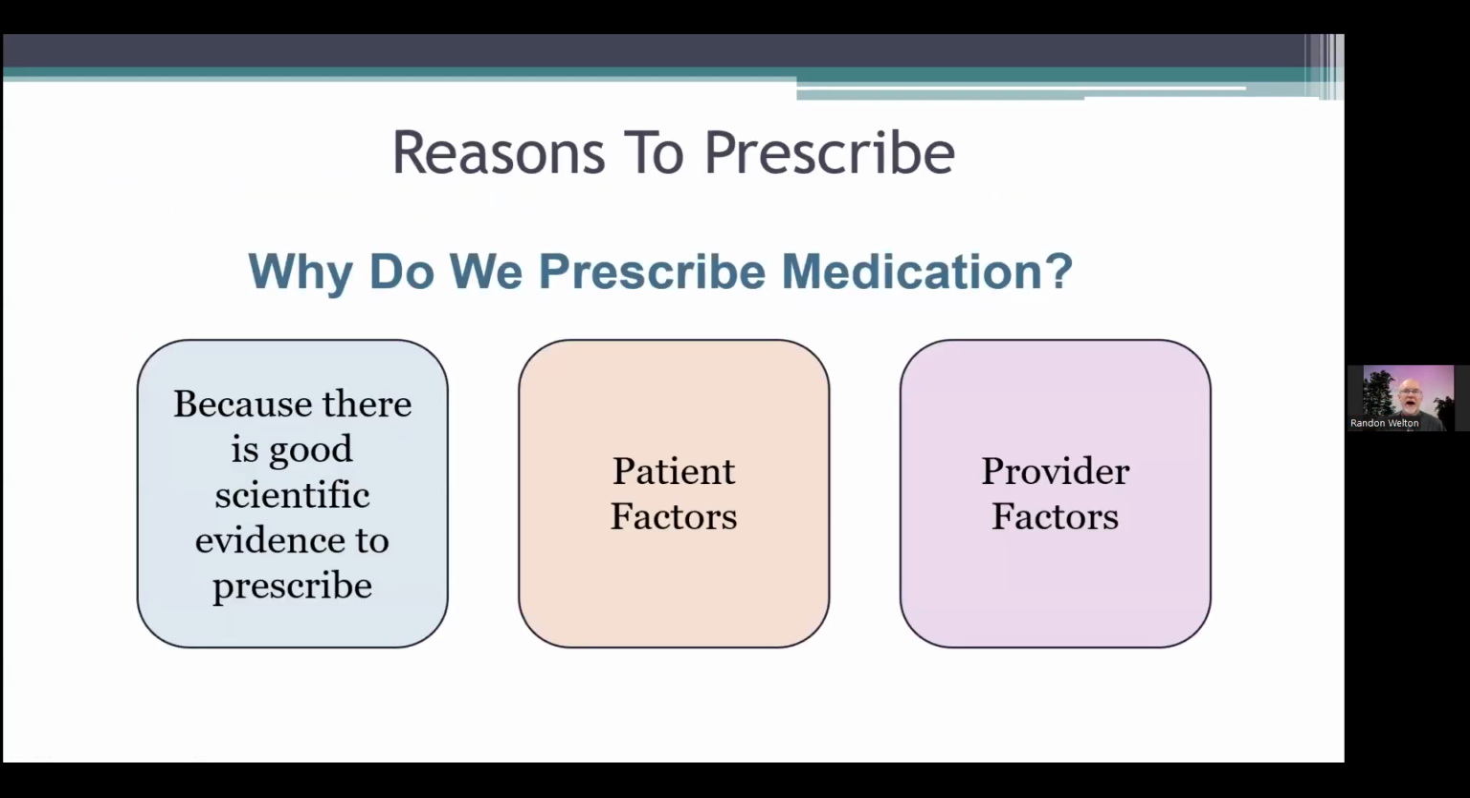But I came up, this is just mine, so nothing special about this. Why do we prescribe medications? I came up with 3 basic reasons. 1, because there is good scientific evidence to prescribe. 2, because there's not good scientific evidence to prescribe, but there's something about the patient that leads us to prescribe. Or 3, there's not good scientific evidence to prescribe, but there's something about us as providers that is leading us to prescribe. These are not mutually exclusive. These overlap and all that kind of stuff. But there's 3 different categories.